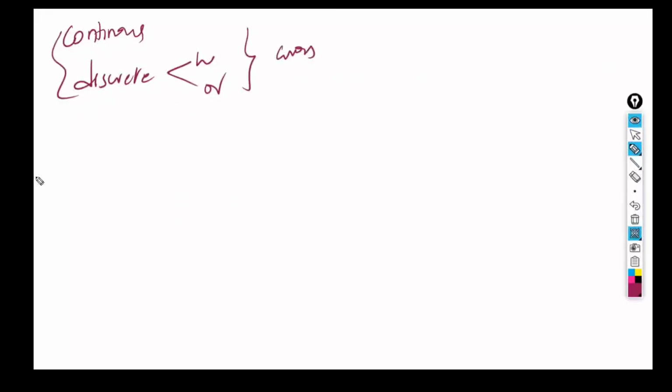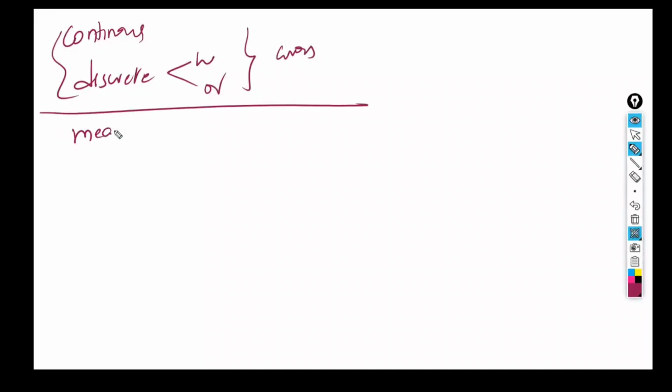First, from where we started: how many variables are there, and what is the type of variable? That is continuous variable and discrete variable. Within the discrete, nominal and ordinal. Both of these come under cross-sectional data, and apart from that, time series data. That is the first one.